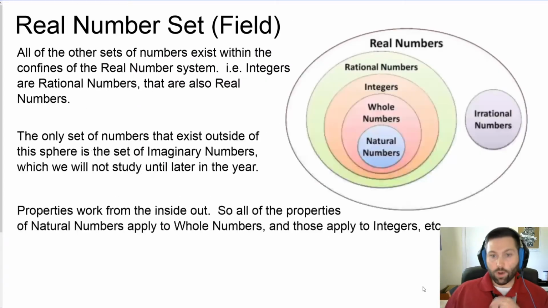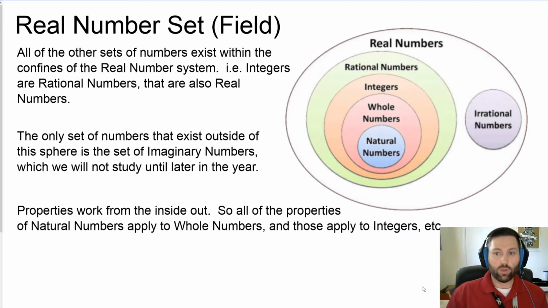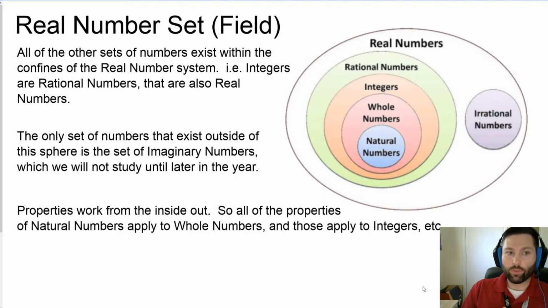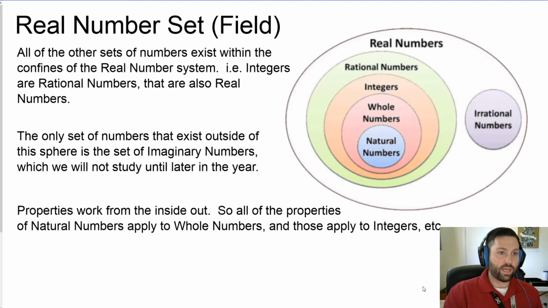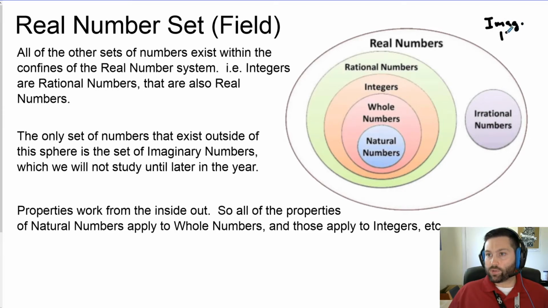So let's continue on. The way to look at the real number set is that all of the other sets of numbers, the natural numbers, whole numbers, integers, rational numbers, and irrational numbers, exist within the real number system. So this means that integers are rational numbers that are also real numbers. The only set of numbers that exist outside of this sphere is the set of imaginary numbers, which we will not study till later this year.